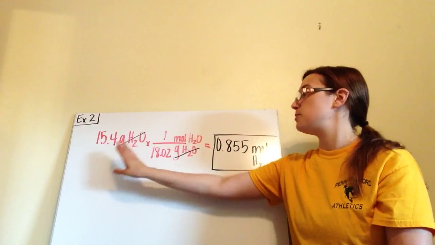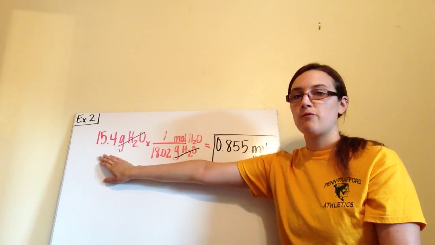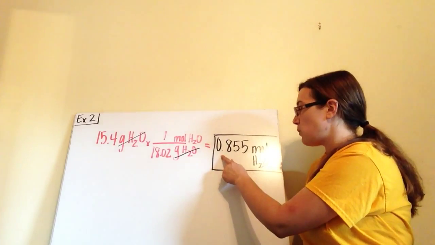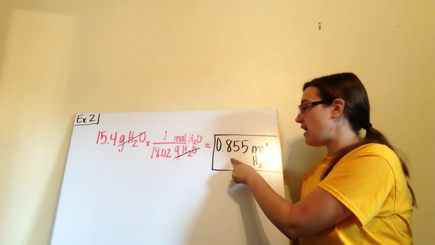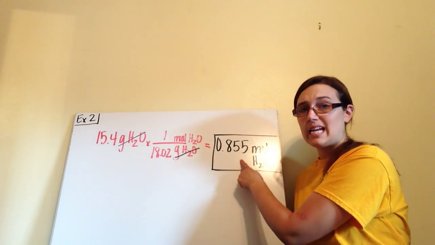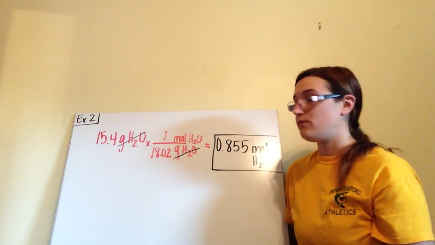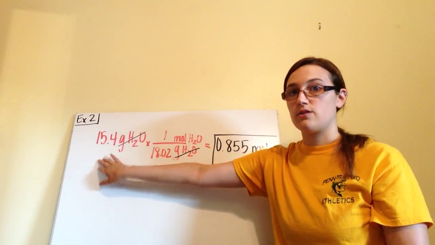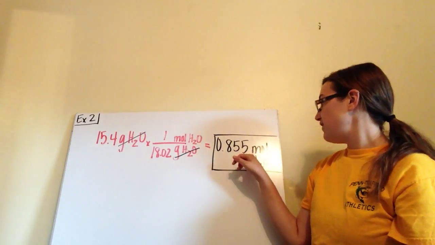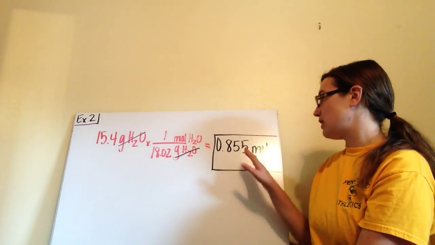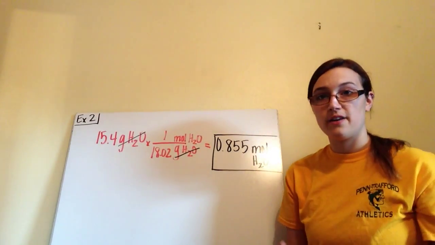Multiply across, which means we end up having 15.4 grams divided by 18.02, and we get 0.855 moles of water. Now, notice my answer is given in 3 significant figures because my given is 3 significant figures. So 3 sig figs, I have units, and I have the substance. So 0.855 moles of H2O.